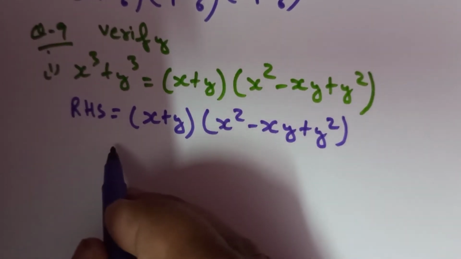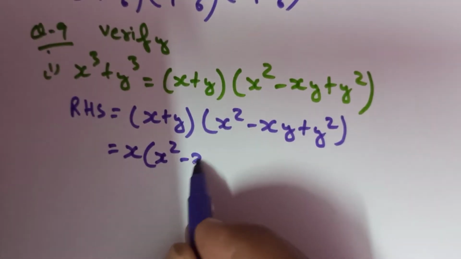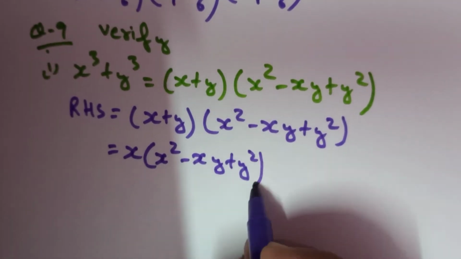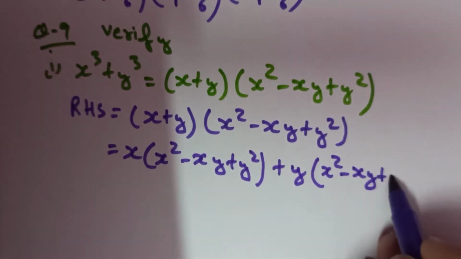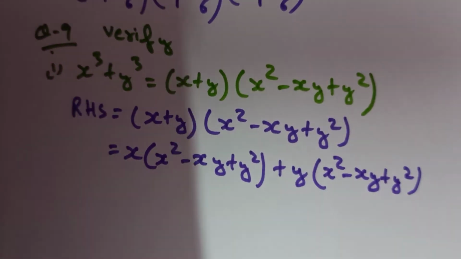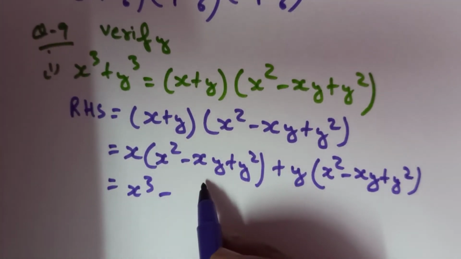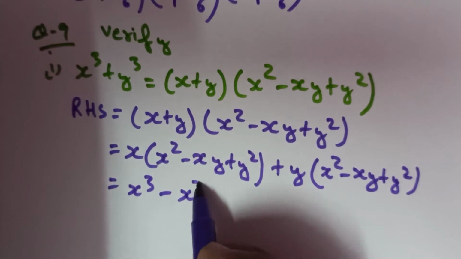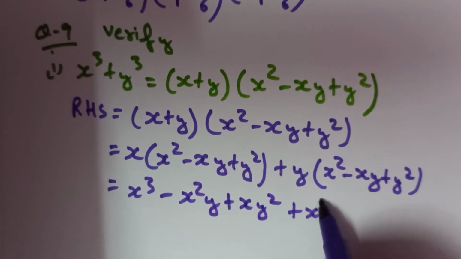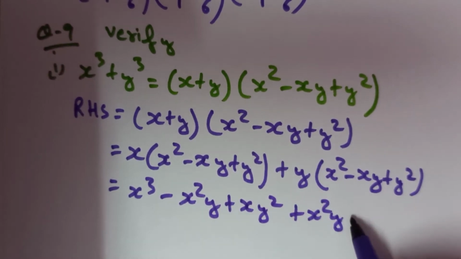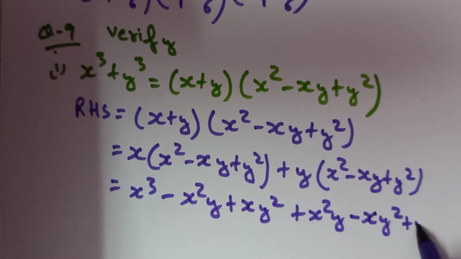Now if we multiply it, we get x times of this, that is x square minus xy plus y square, plus y times of this, that is x square minus xy plus y square. Now further solving, we get x times x square will be x cube, minus x times xy will be minus x square y, plus xy square, plus x square y again, y into minus xy will be minus xy square and plus y cube.